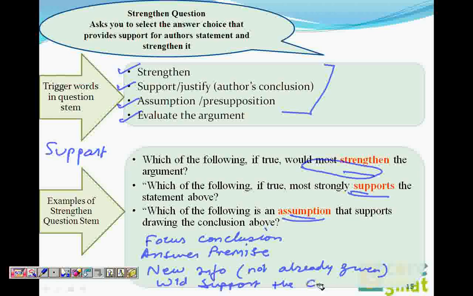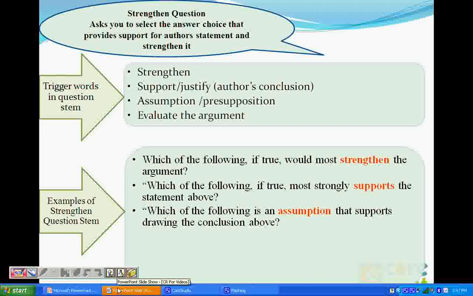So this is what you have to keep in mind when you attack a strengthening question. You have to focus on the conclusion. Your answer is a premise, and that is new information. Absolutely. Okay, so if we go to the next slide, let's see if we have a question there.